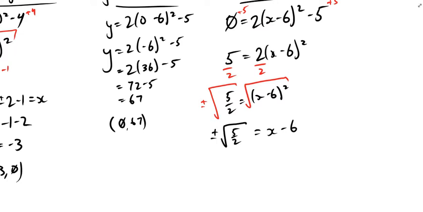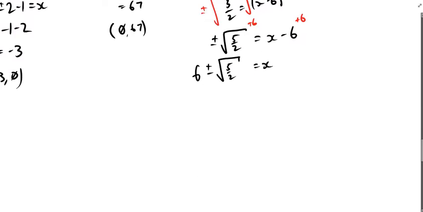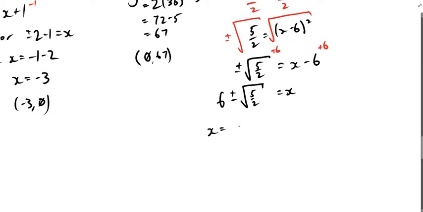Now what do I do? Add 6 to both sides. And again, I could write the 6 first or last, it doesn't matter. So I'm going to do this: 6 plus minus square root of 5 over 2 equals x. Therefore, x equals 6 plus square root of 5 over 2, and x equals 6 minus square root of 5 over 2. This is the exact form. If you read the question, it said answer with your exact form and then to 1 decimal.